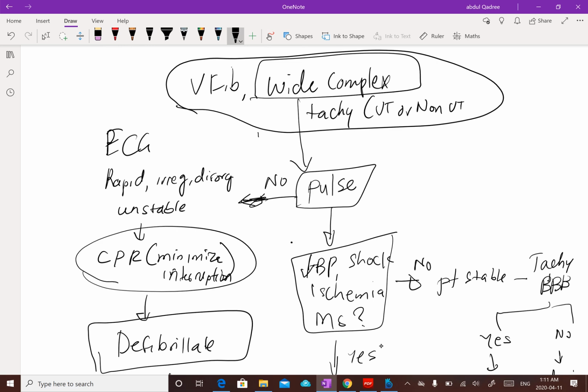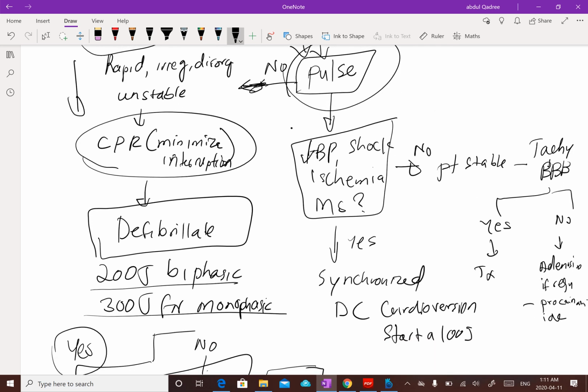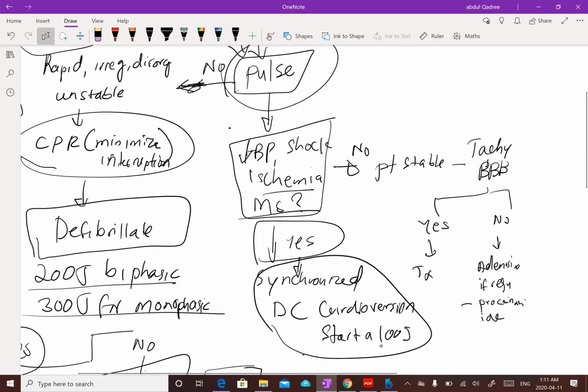Again, I'll quickly review this with you so you have an understanding. If we have an ECG that's already abnormal, we follow this pathway. We check the ventricular tachycardias. Is there any pulse present? If there's a pulse, we want to make sure: is the blood pressure okay? Is there any shock? Any ischemia? Any altered mental status? If yes, of course, go ahead with synchronized cardioversion at 100 joules. If not, the patient is relatively stable at this point.